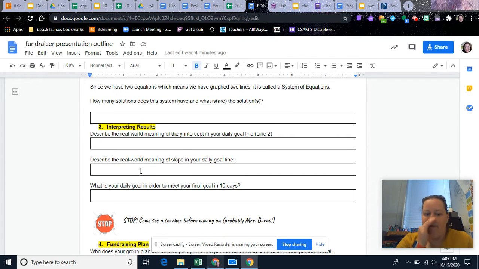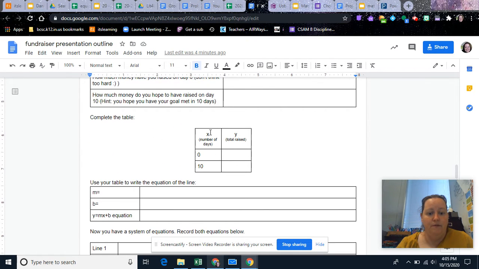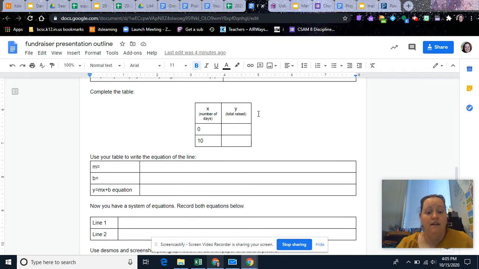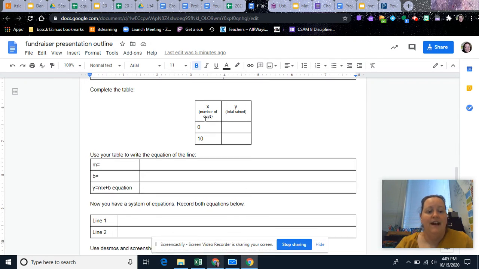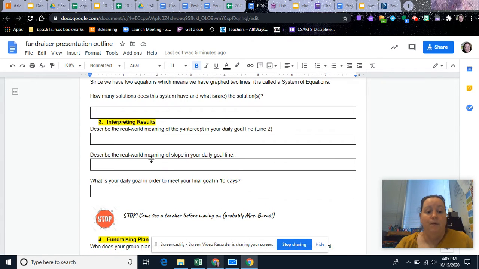And then do the same thing for the slope of your daily goal line. So you have, again, the second line where you've come up with the table and you found your slope. Think about what that means. Okay, the rise over run, y's over x. So you're going to use the y label over the x label, and that will help you come up with what the slope means for your daily goal line.